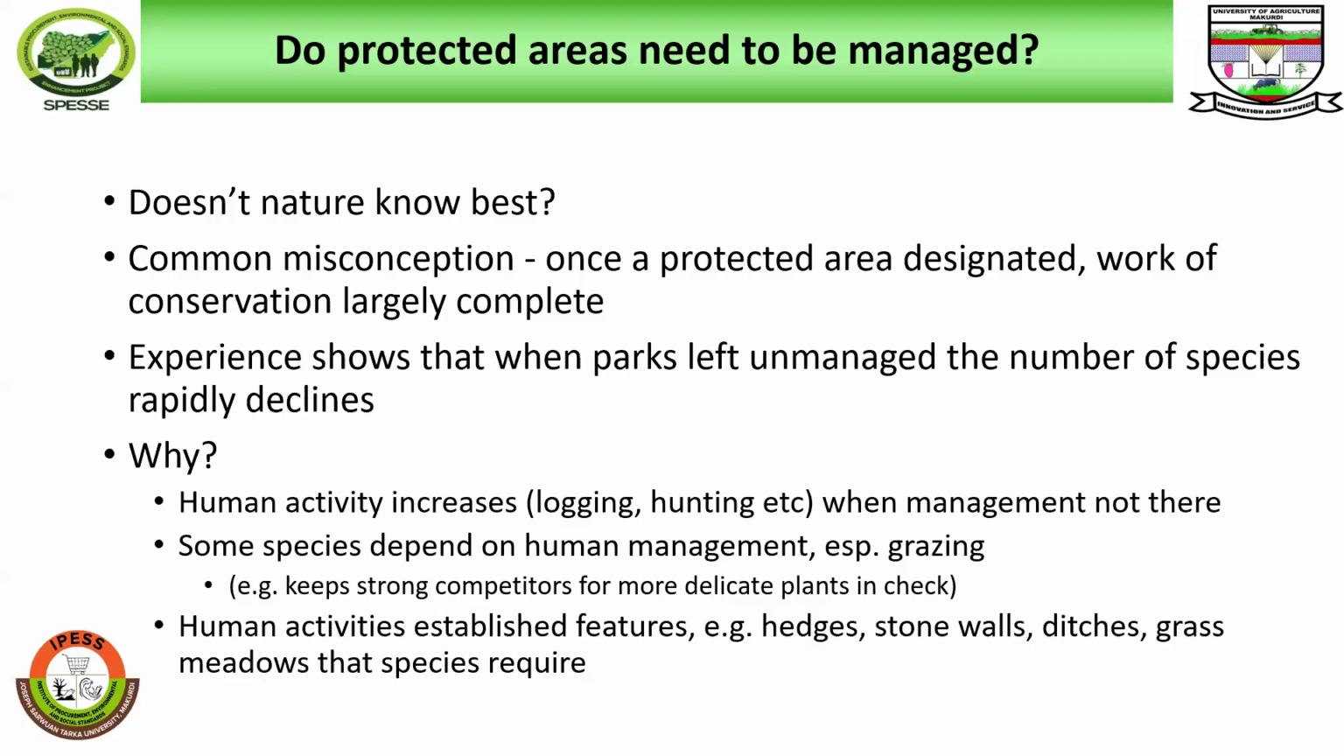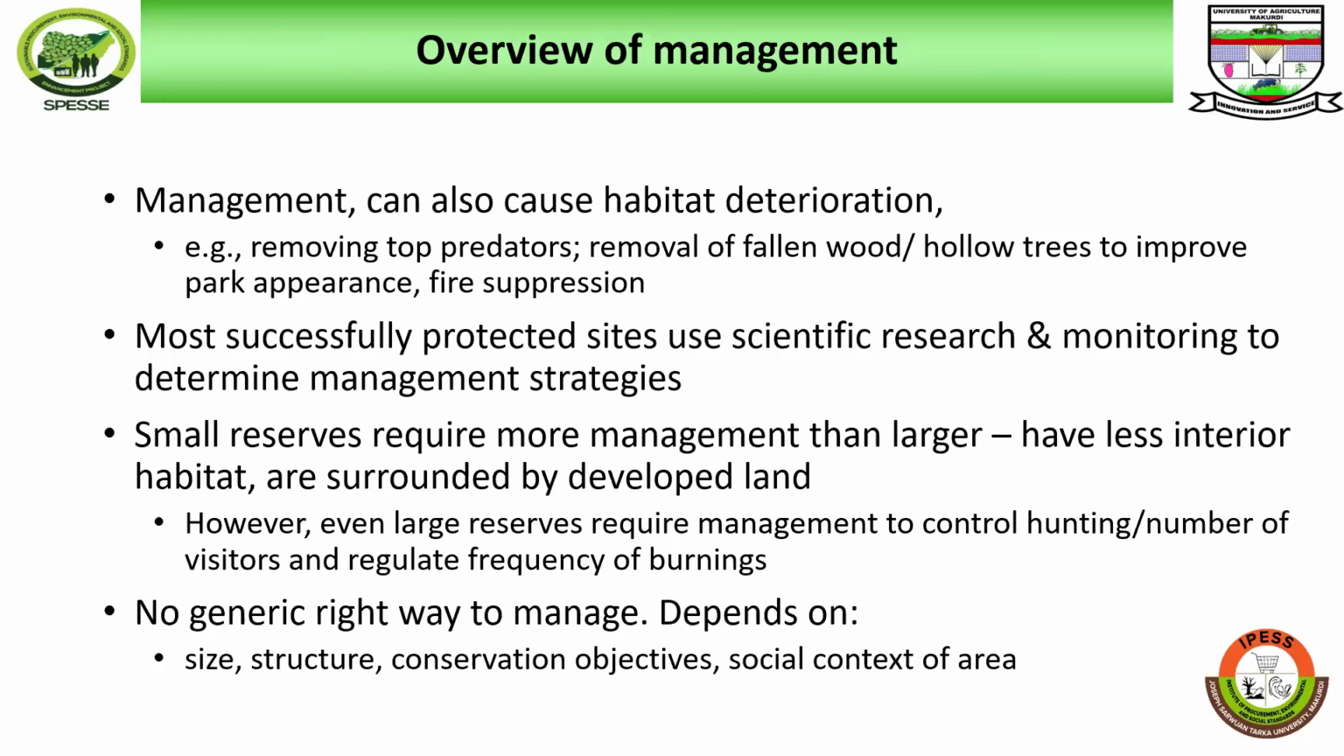Human activities can also bring about changes, so we don't leave these things unmanaged. Management can also cause habitat deterioration. So, for example, in a national park, we could say, okay, let's remove top predators. Let's remove fallen trees or hollow trees. Or we're trying to suppress fires. Those also can cause harm. So, management has to do with observation, not for the sake of management, but using research.